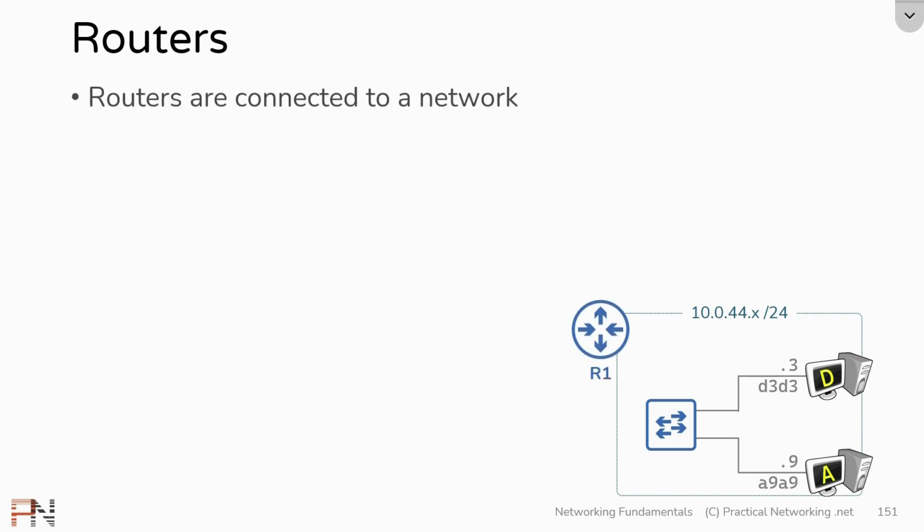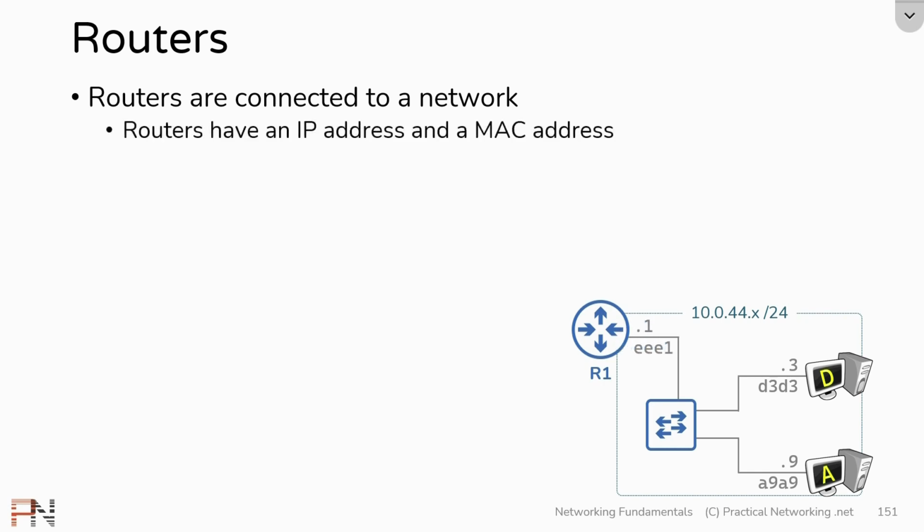Now, routers are also connected to a network, which means routers, just like hosts, also have an IP address and a MAC address, and all the rules of Layer 2 and Layer 3 that we've discussed prior still apply in order for these hosts to speak to this router.